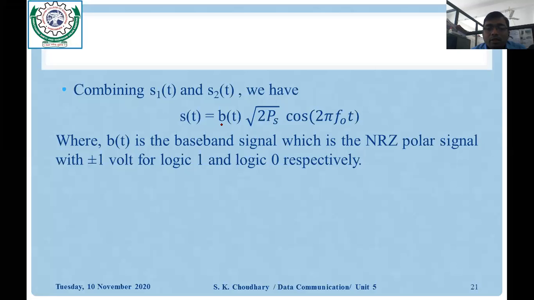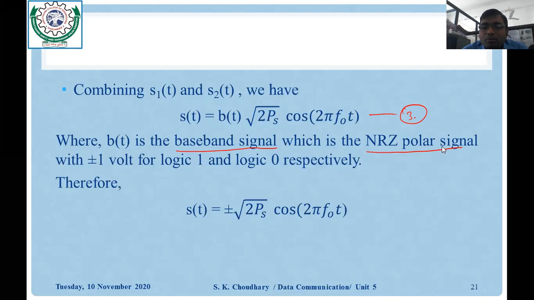So S(t) is equal to b(t) square root of twice of Ps cos 2 pi f naught t. So what is b(t) here? b(t) is nothing but a baseband signal. This baseband signal is actually a non-return to zero polar signal, NRZ polar signal, having the amplitude of plus 1 volt and minus 1 volt for the logic 1 and logic 0 respectively. Therefore, you can also write it as S(t) equal to plus minus square root of twice of Ps cos 2 pi f naught t.